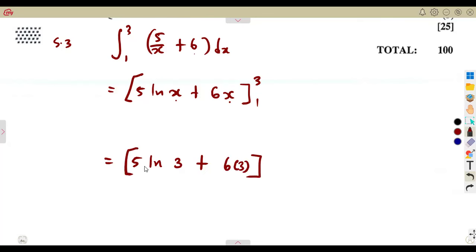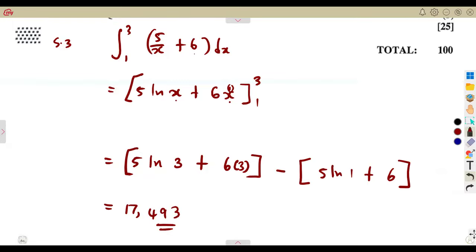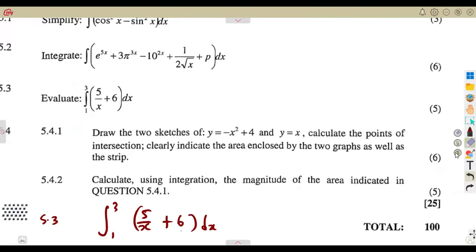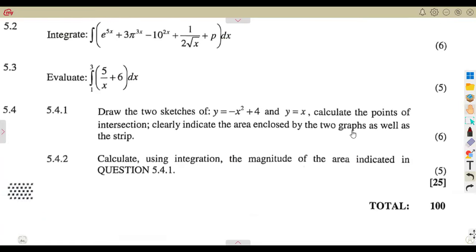So this is what you're going to have in the first bracket, minus, in place of x, you're going to substitute a 1. So this is 5 ln of 1, plus, in place of x, that's a 1. So 6 times 1, guys, that's simply a 6. So simplify everything. That was going to be 17,493 units. Just like that. You've got it simplified with the limits that you are given.